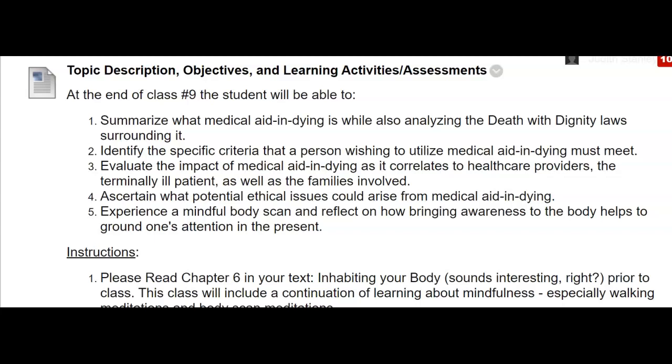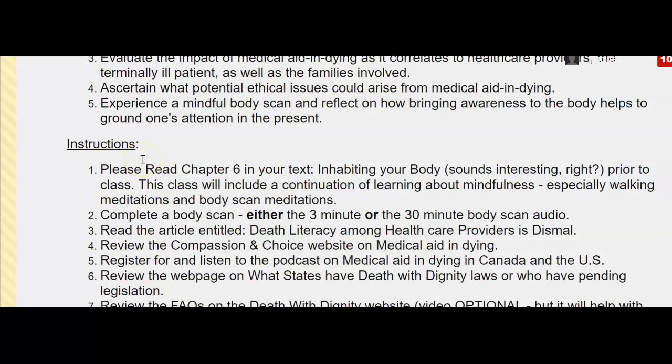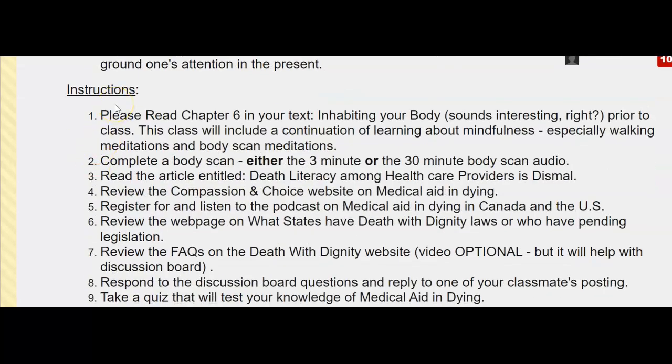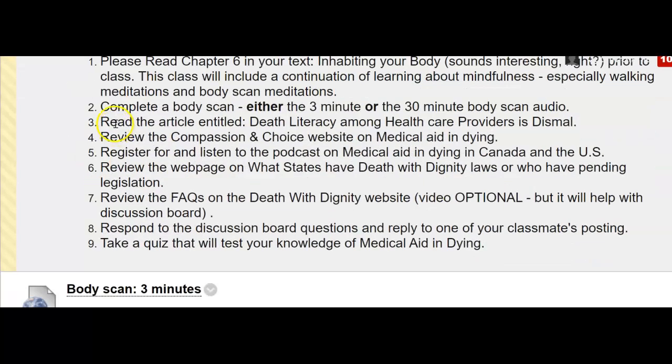And we're also going to have a chance to do a mindful body scan. That allows us to bring awareness to our body, which helps ground our attention in the present moment. So first, you're reading chapter 6 in your text, which is entitled Inhabiting Your Body. And of course, we're continuing on with learning about mindfulness. So that's our first instruction for the week. And you're going to be able to complete a body scan.